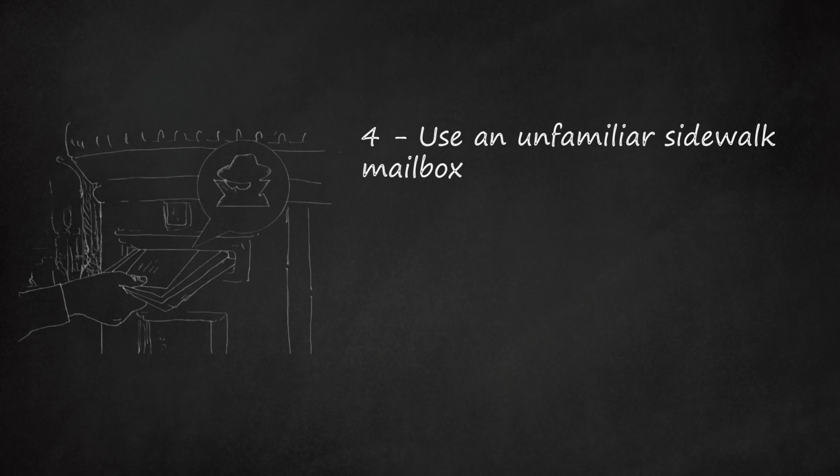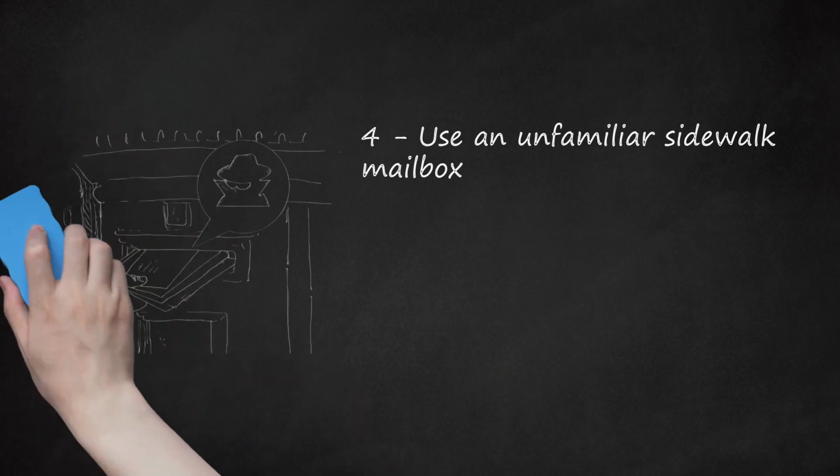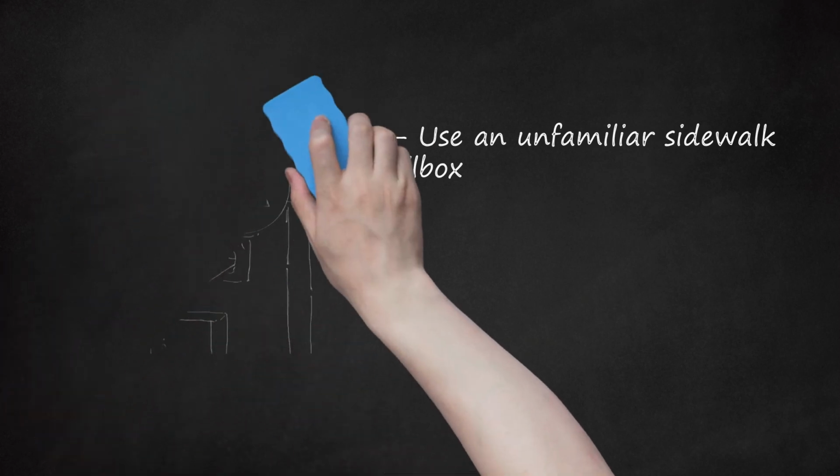Try to find a mailbox that isn't near or within range of any surveillance cameras. For example, you don't want to use a mailbox that's sitting in front of an ATM, because the mailbox likely can be seen from the ATM's surveillance camera.